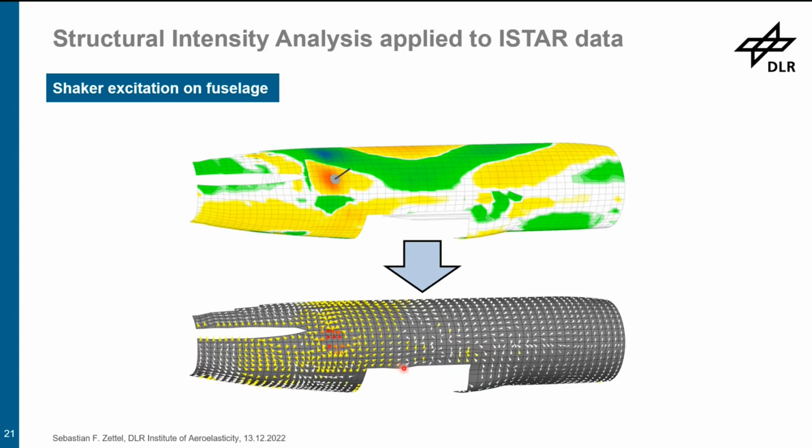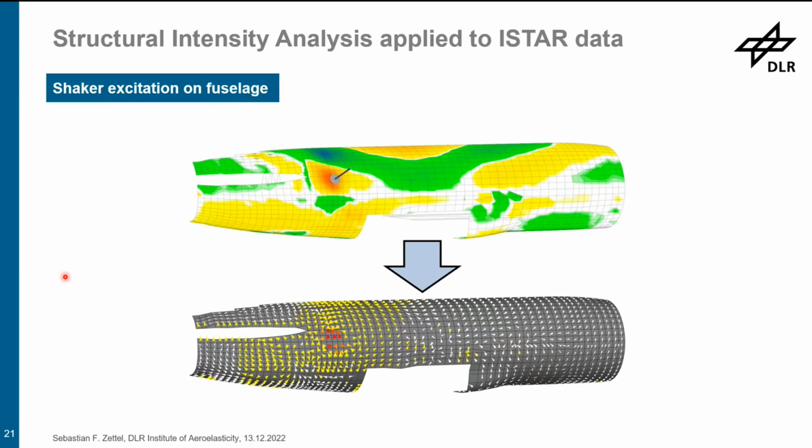In this example, the energy mainly stays in the area of the excitation point, but also travels past the rear pressure bulkhead, which is probably located around here, into the back of the aircraft. But you can also see a slight transfer path building up in this region, because here there are still some yellow indicated vectors appearing. So this is a result for a shaker excitation of the fuselage.